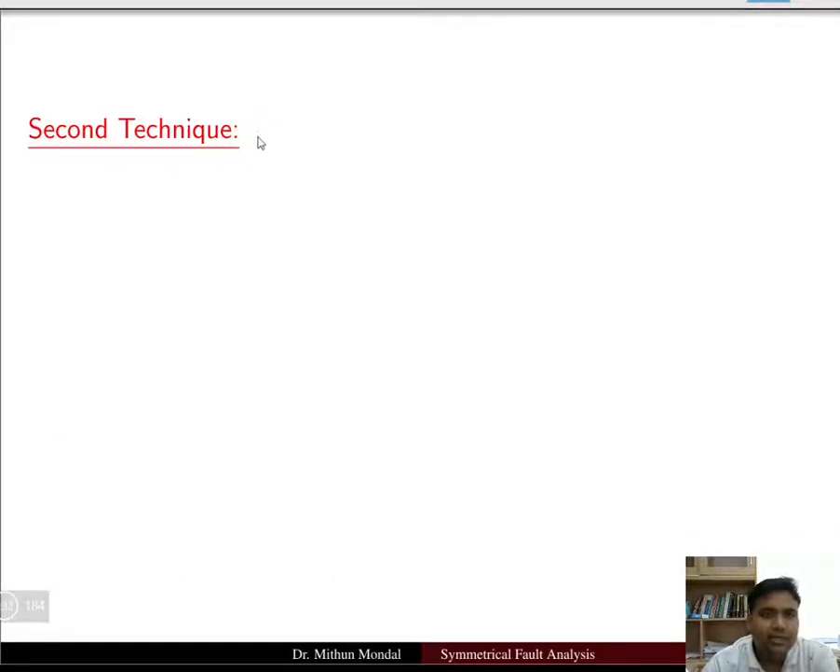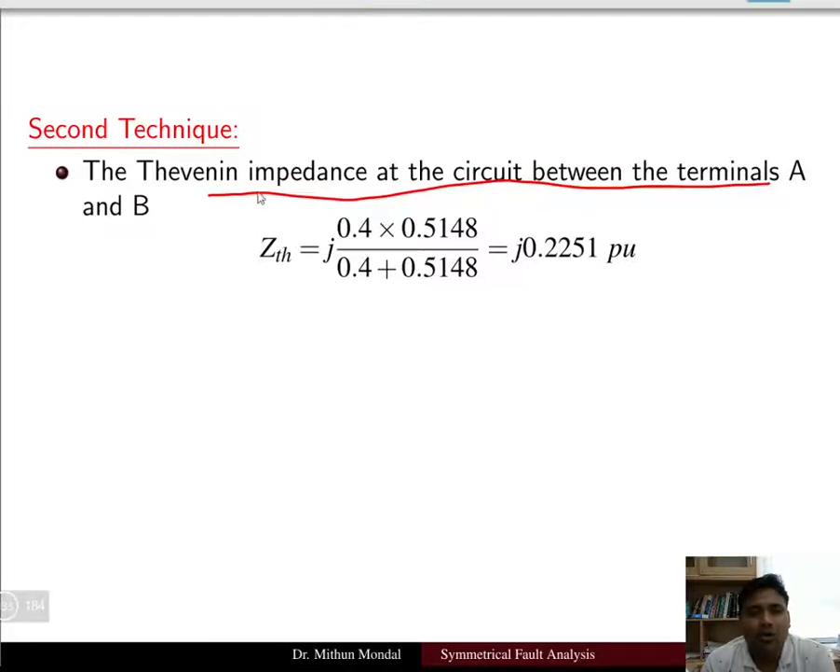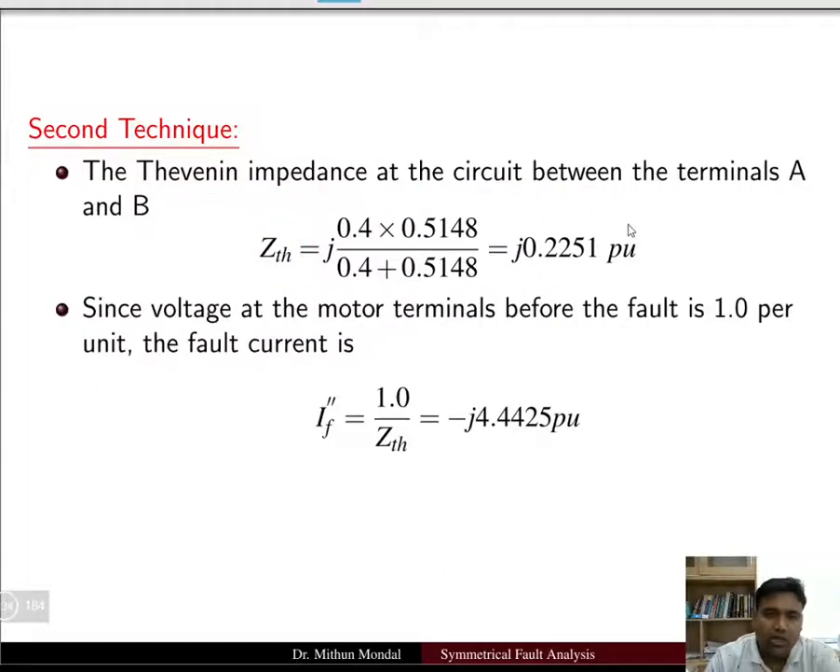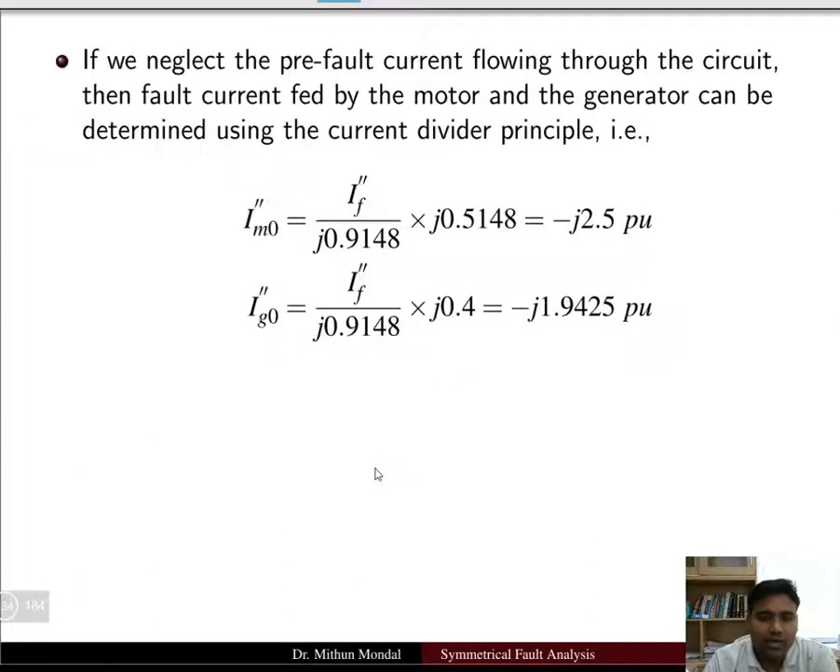Now there is a second technique that we can use. So let us see the second technique. We can obtain a Thevenin's circuit of the original impedance diagram. So what is the Thevenin impedance of the circuit between terminals A and B? That is what we are going to obtain. After obtaining the Thevenin's impedance, we can obtain the subtransient fault current as the voltage, which is equal to 1 per unit, divided by the Thevenin's impedance that we have calculated. So this comes to be again the same as what we obtained before.